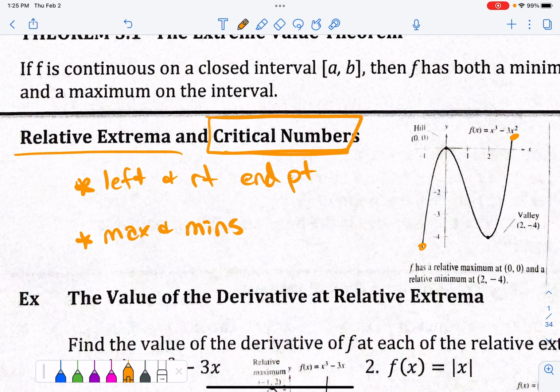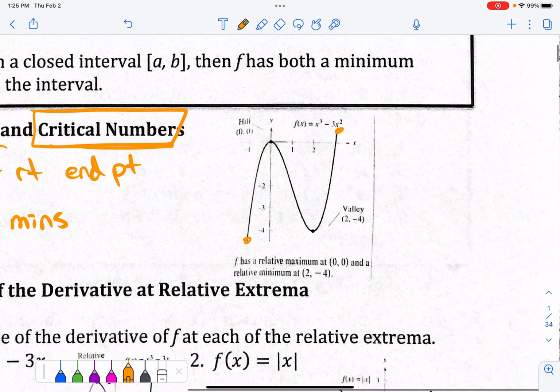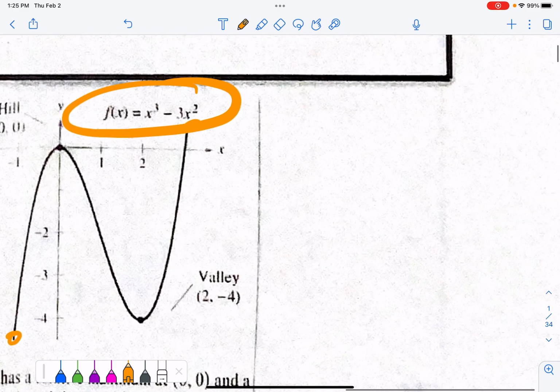Now, let's talk about maxes and mins. We can locate a maximum or a minimum without graphing the thing, and this is the most important thing of what we're going to learn today. We can find maxes and mins by looking at the equation and not by looking at the graph. Let's say we have this function. I know the graph of what it looks like, but let's say we're trying to find the maxes and mins without graphing the thing.